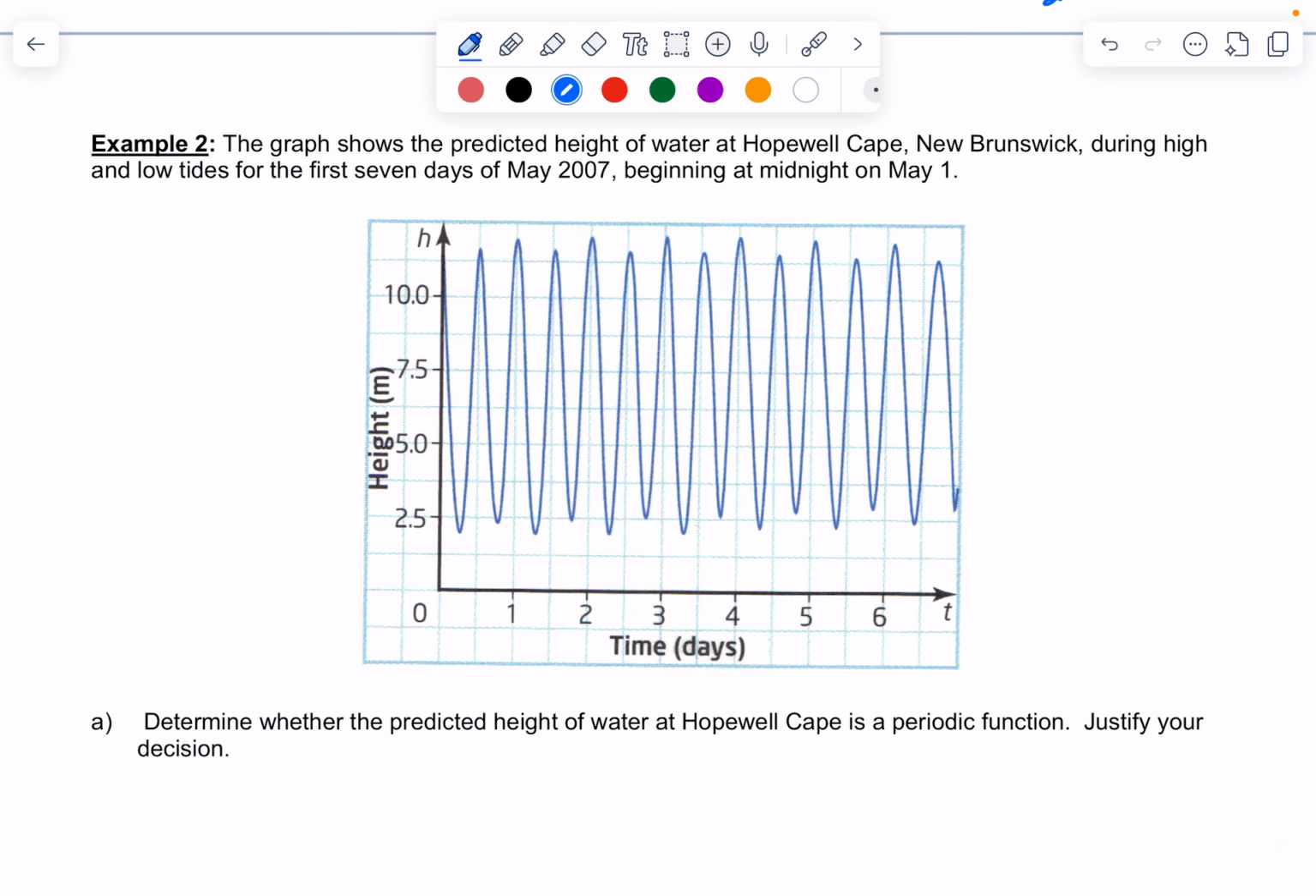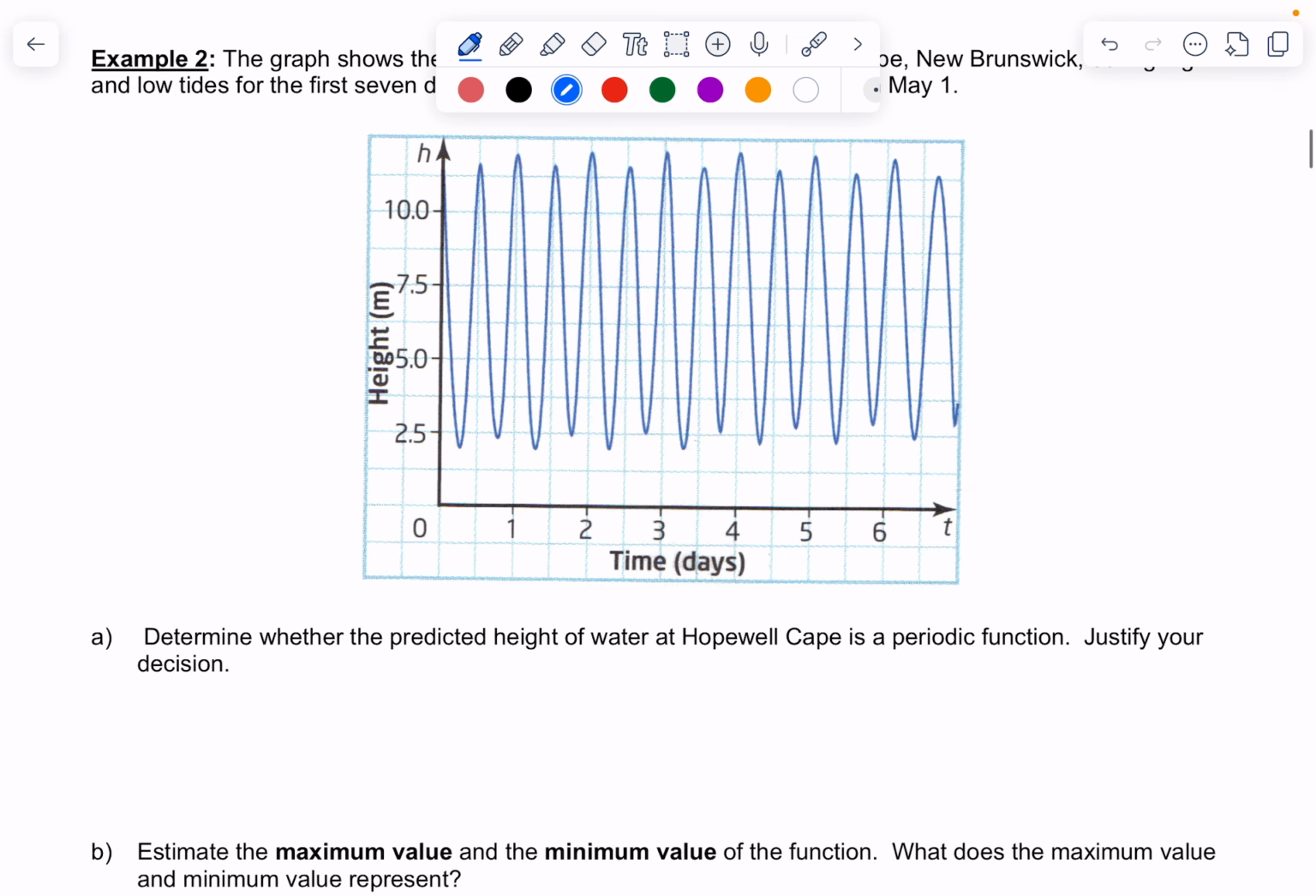Example 2. The graph shows the predicted height of water at Hopewell Cape, New Brunswick, during high and low tides for the first 7 days of May 2007, beginning at midnight on May 1st. Determine whether the predicted height of water at Hopewell Cape is a periodic function. Justify your decision. So remember, we are looking for the same y values to occur over the same x intervals for it to be periodic.